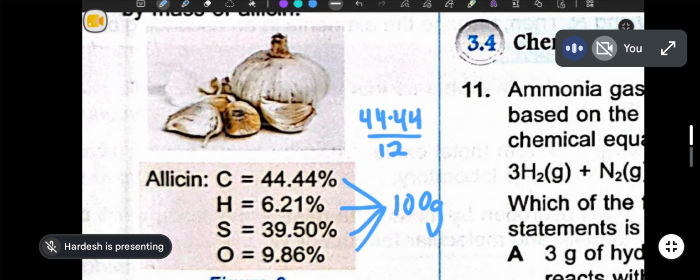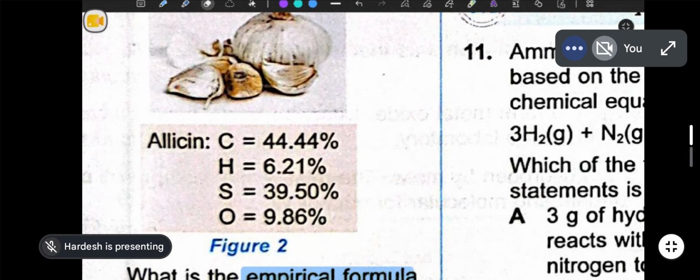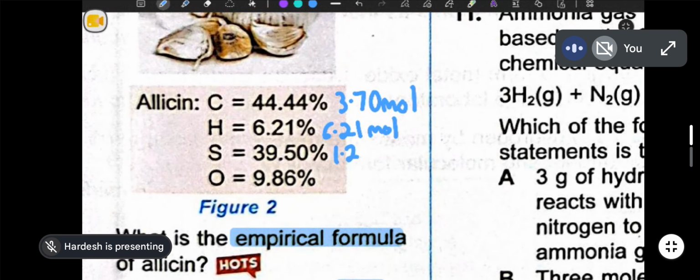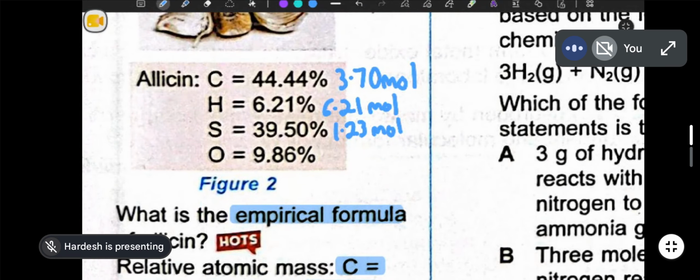Okay, press your calculator. Wait, let me go take my calculator. Okay, 44.44 divided by 12. You will get 3.70. Okay, that is mass over molar mass. So this is going to be 3.7 mole. Now hydrogen, 6.21 gram over 1. So 6.21 mole. Sulfur, 39.5 gram divided by 32 molar mass. 1.23 mole. Lastly, oxygen, 9.86 gram divided by what? Divided by oxygen, 16.